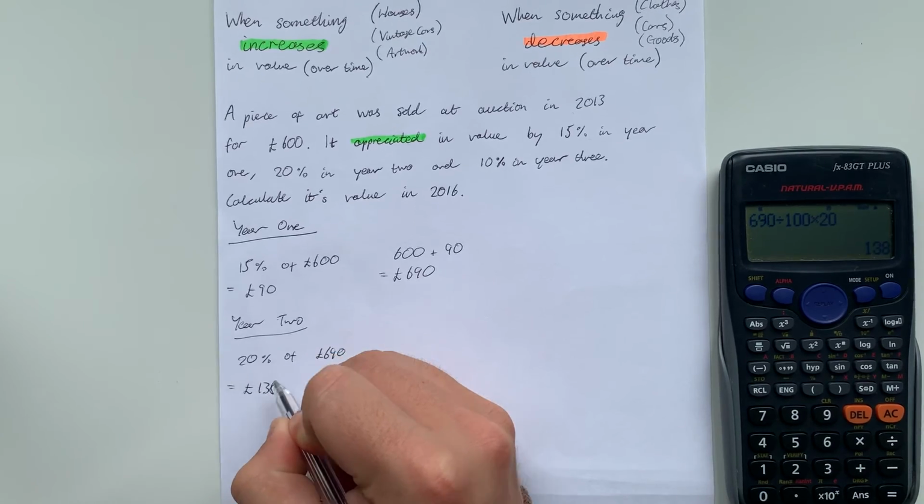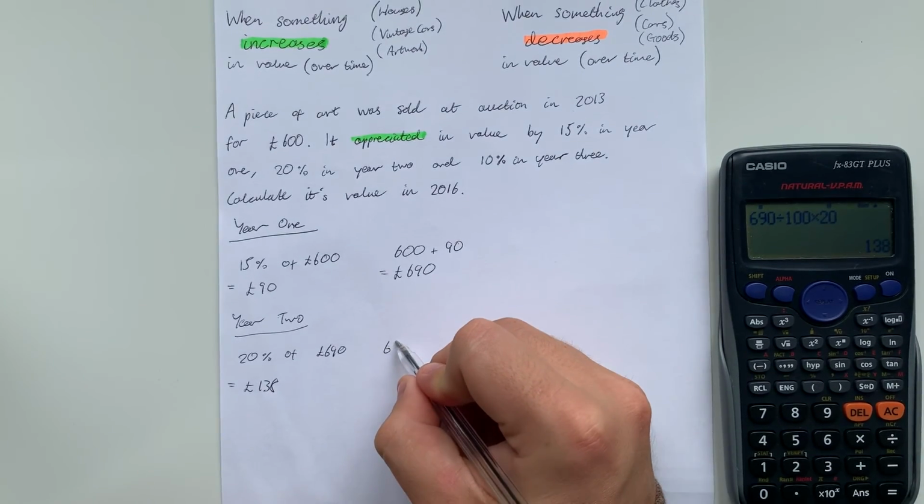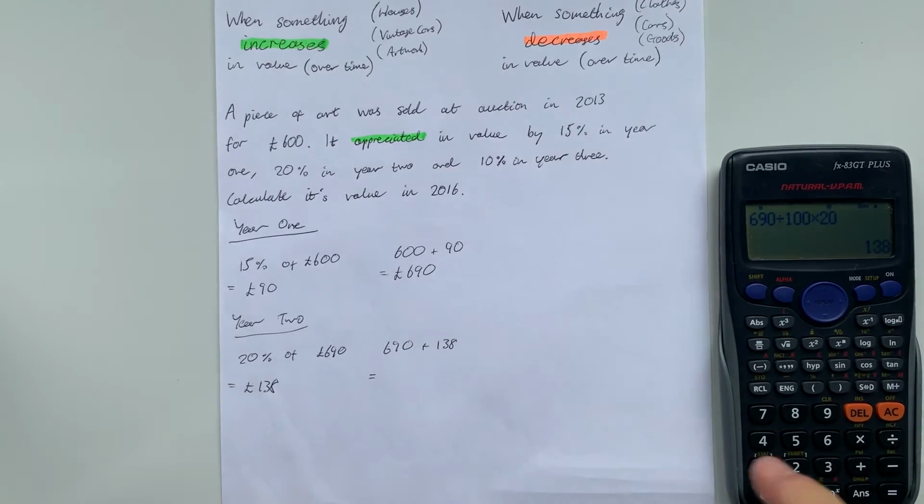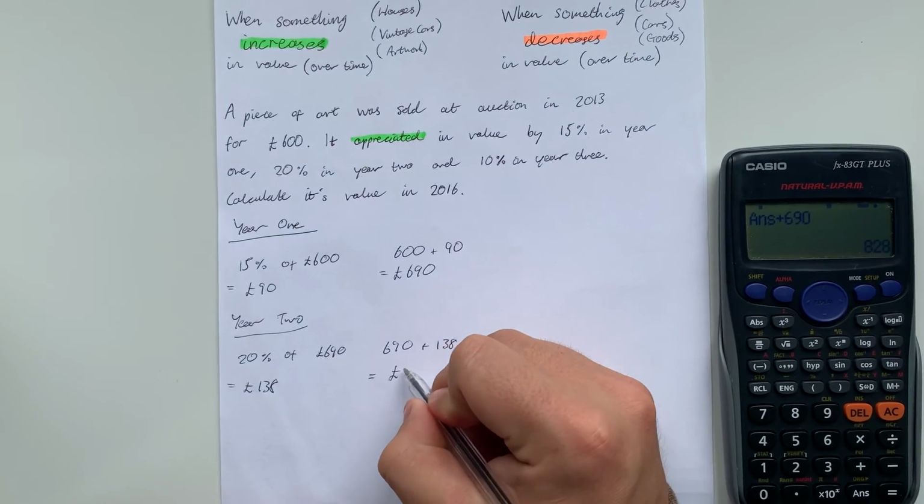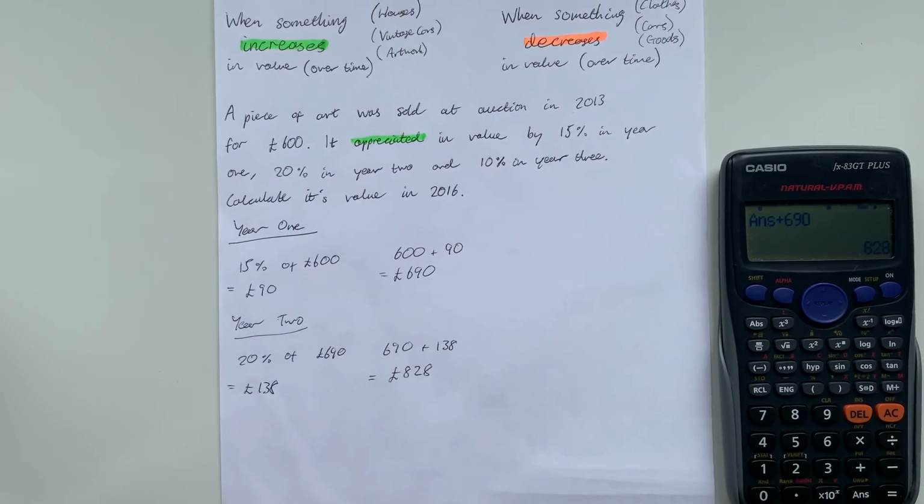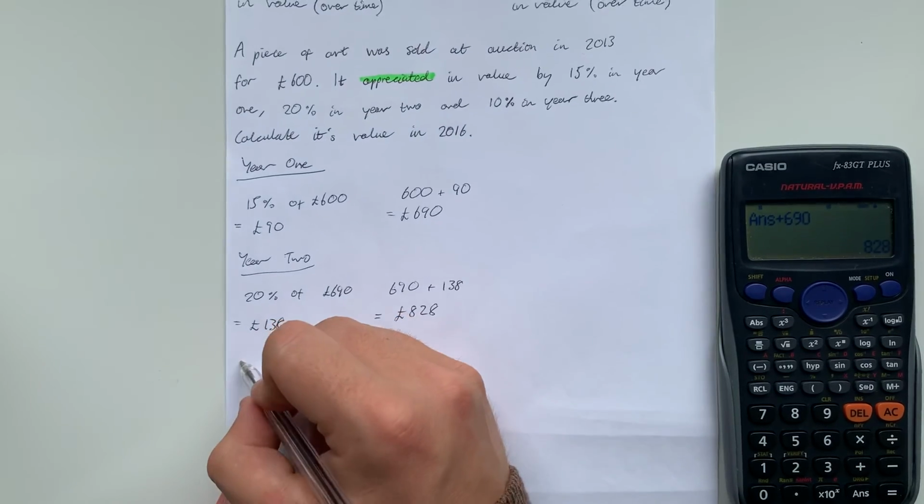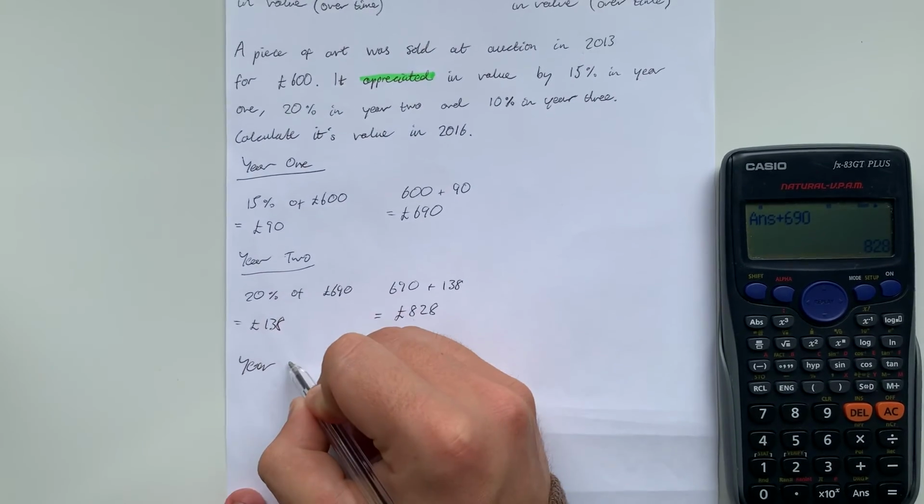So that means in year 2, it's increased by £138. So we take 690, add on 138, which is going to give me £828. So the end of year 2, it's now worth 828. So let's do year 3, the last year.